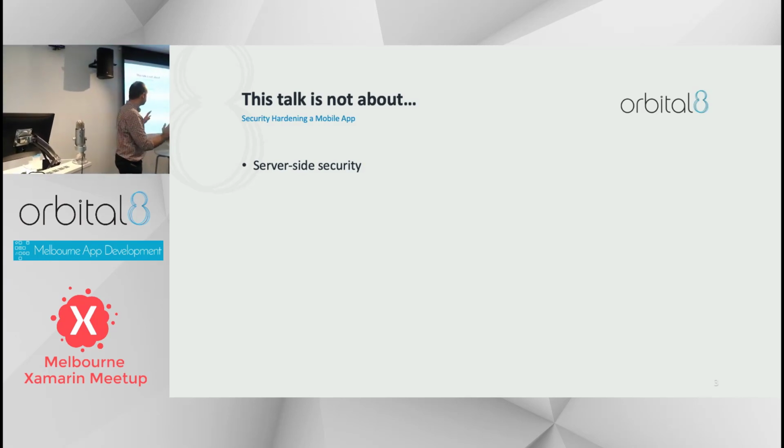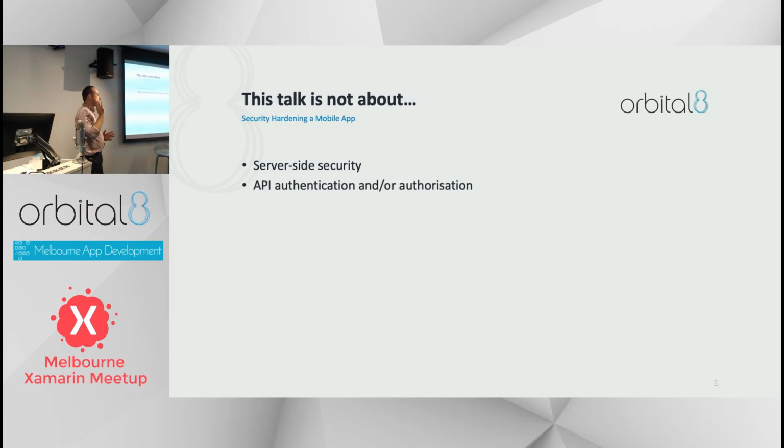So I'm not going to be talking about server-side security. I'm not going to be talking about API security. I'm not going to be talking about authentication authorization. And I'm not going to be talking about network infrastructure or security testing. All of those are super, super duper important things, so don't ignore them. But they are all just part of the overall picture. You need to be looking at the whole picture, not just your mobile app, not just your server, not just your network, etc.